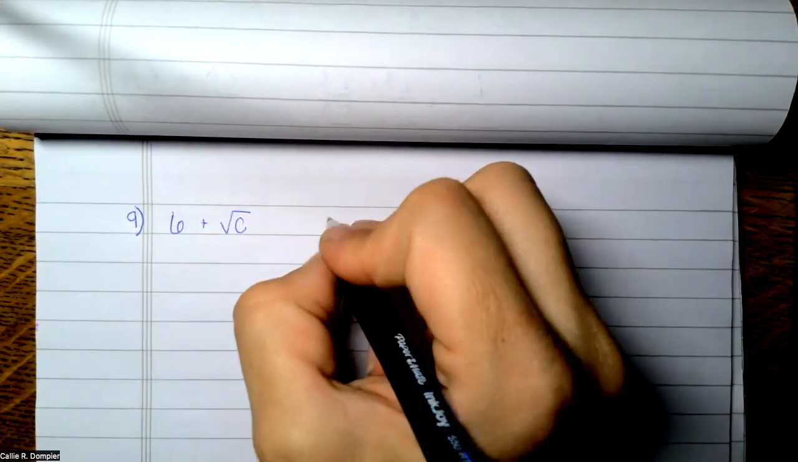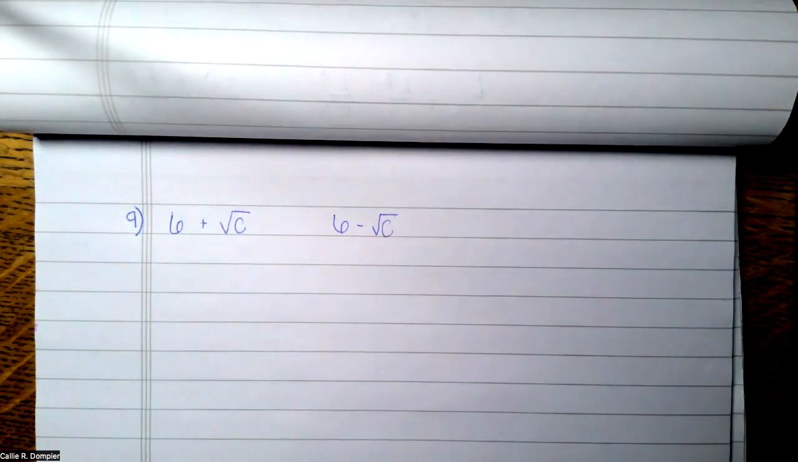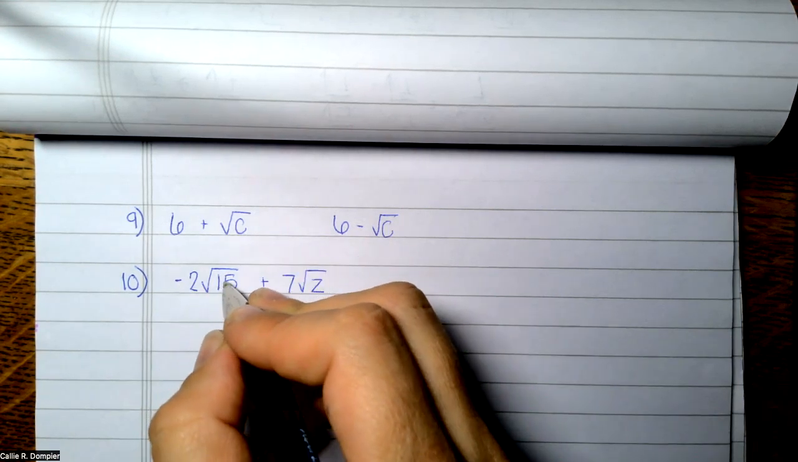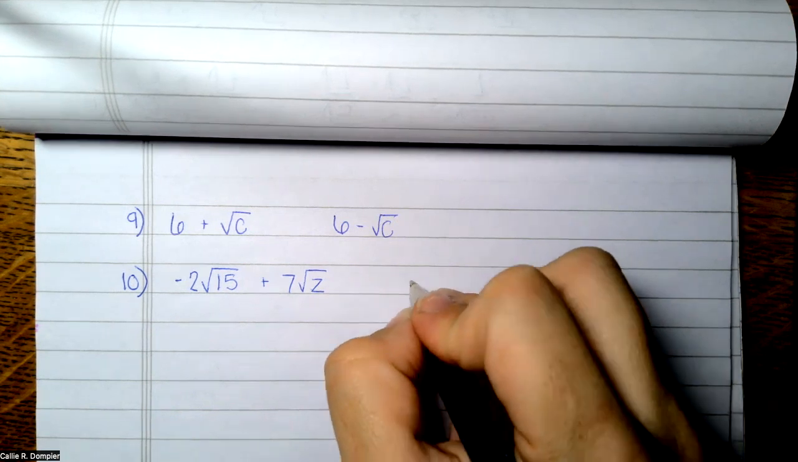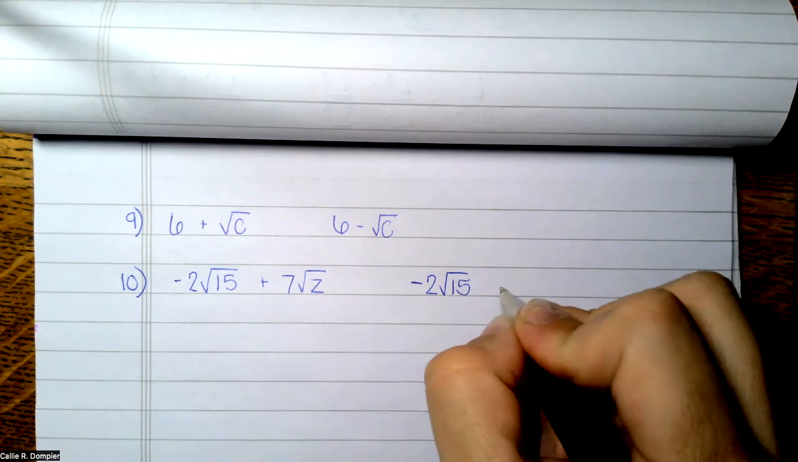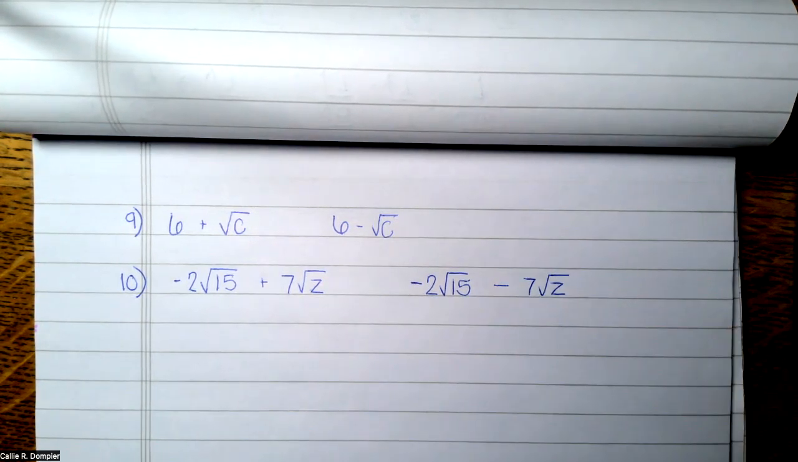Nine is asking us the same question. 6 plus c, the conjugate of 6 plus c is 6 minus the square root of c. Sorry, I misspoke. 10 is asking us the same thing. -2 square root of 15 plus 7 square root of z. The conjugate is that same a, -2 square root of 15. Instead of plus, we're going to say minus b, 7 square root z.